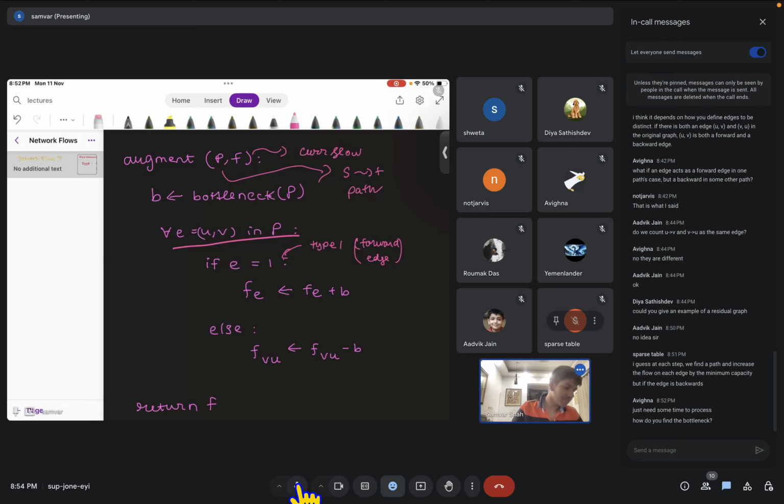Ah, that's a good question. Assume the bottleneck is given to you for now, for each path. If you had something which gives you the bottleneck for each path, do you agree that this works? Yeah, I should have mentioned that. My bad. If you have something which gives you the bottleneck, does this make sense?